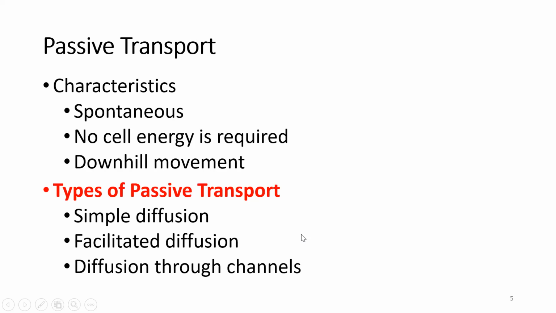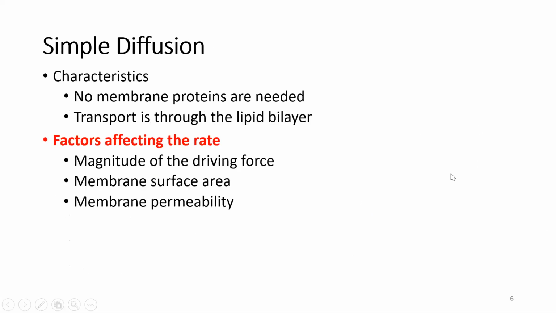The second type of passive transport is facilitated diffusion. That's going to require a protein in the membrane, which we call a transporter. We'll talk about how that differs from the other two. And then the third type is diffusion through channels, which also requires something in the membrane, but instead of a transporter, it's an actual passageway or a pore, which we call a channel. So these are the 3 types of passive transport that we're going to discuss here.